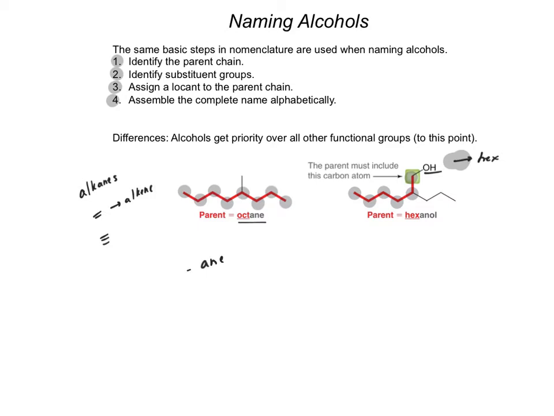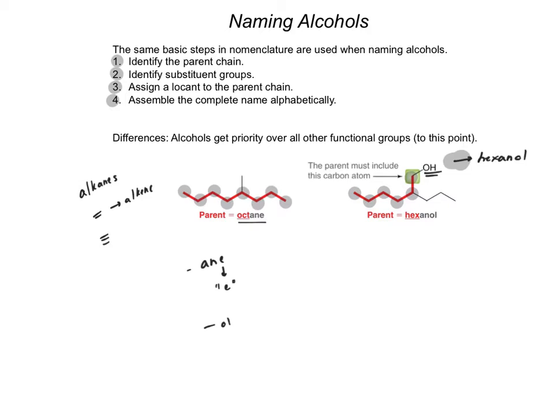But now what's going to change with respect to alcohols is instead of the E ending, we're going to remove this guy and we're going to replace it with an ol. Okay, so hexane would have been the name for an alkane, but now we're going to leave off or remove that E as an ending because it has an OH as a functional group, and it's going to end in ol here.